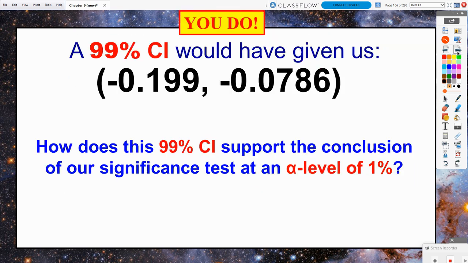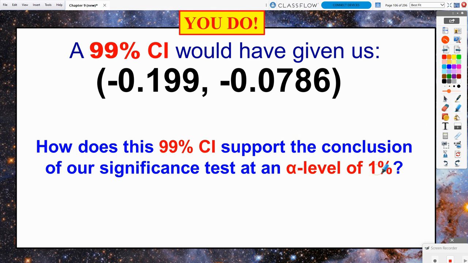So for the you-do problem, sticking with this same example, here is the 99% confidence interval. And again, you don't have to worry about getting this confidence interval. This would basically be a follow-up question. Here's the confidence interval. How does this confidence interval support the conclusion of the significance test that we just did at the 1% level?